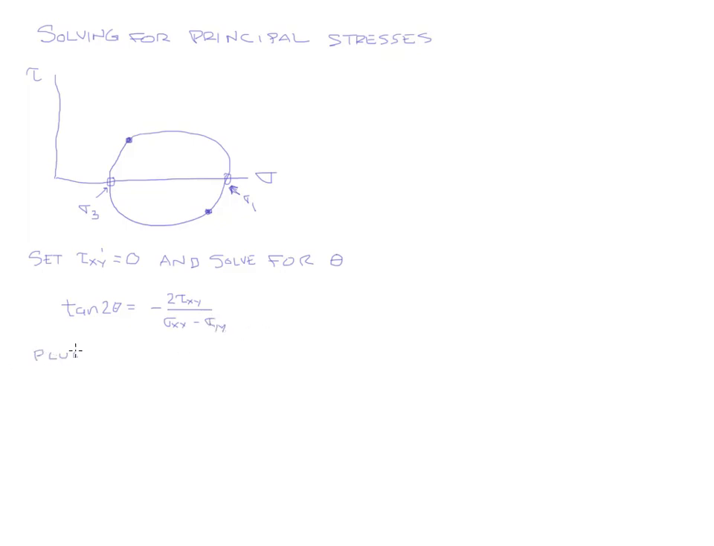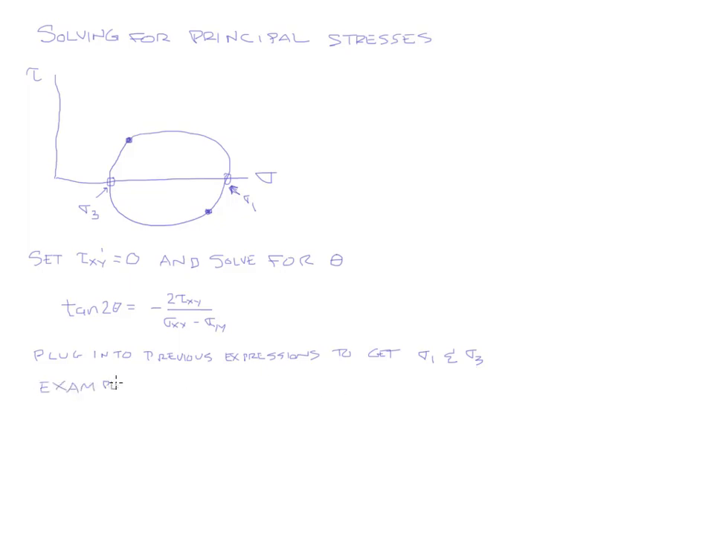Okay, and then you can plug in that value of theta after solving this equation to get your sigma 1 and sigma 3 values. Sigma 1 would just be sigma yy prime, sigma 3 would be sigma xx prime, or potentially the other way around. Sigma 1 is always bigger than sigma 3, just something to remember.